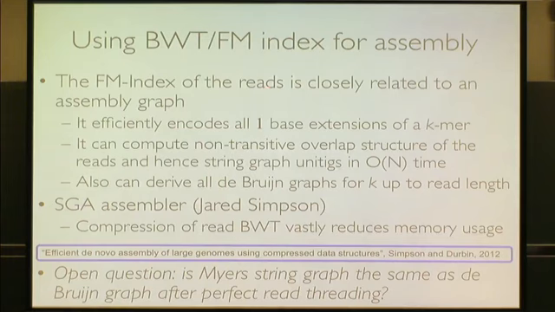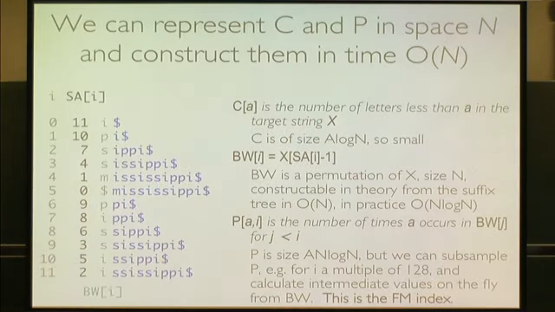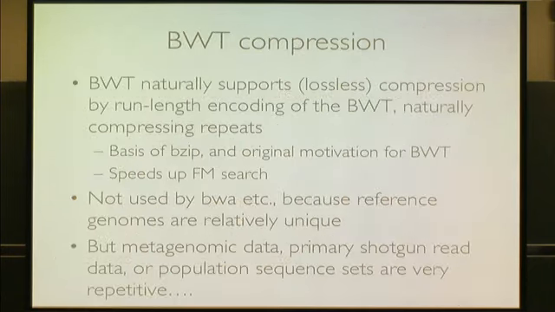It turns out the FM index of the reads, the Burrows-Wheeler transform and FM index, are closely related to an assembly graph. And that's because, in some sense, they're giving you one base extension information. The whole thing about the BWT is it's telling you something about the preceding position, one base extensions. So just as with De Bruijn graphs, you consider one base extensions, overlapping k-mers, here we're actually dealing with taking a string of arbitrary length and asking what happens when you extend it by one base.